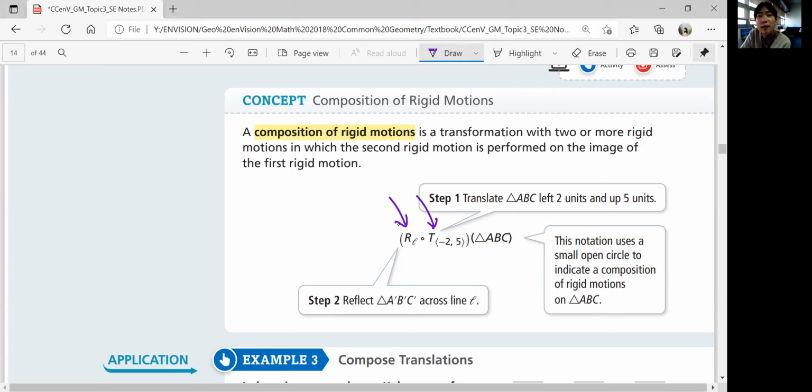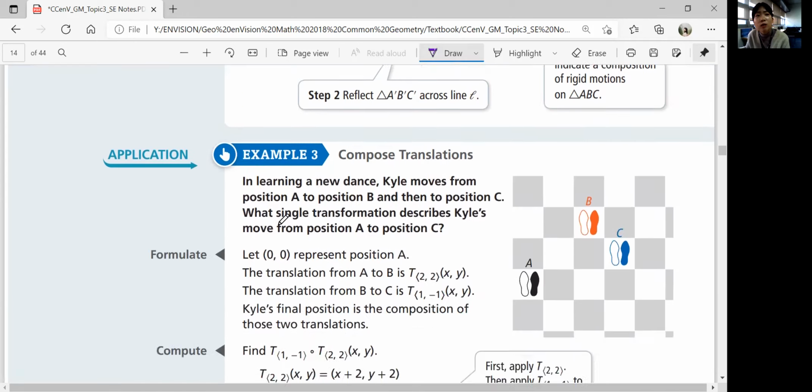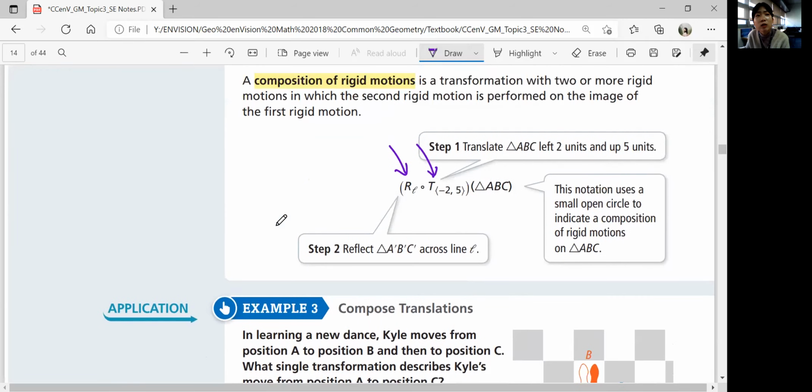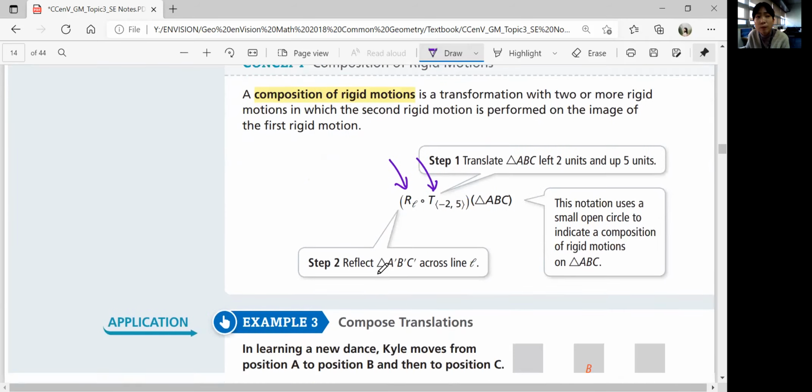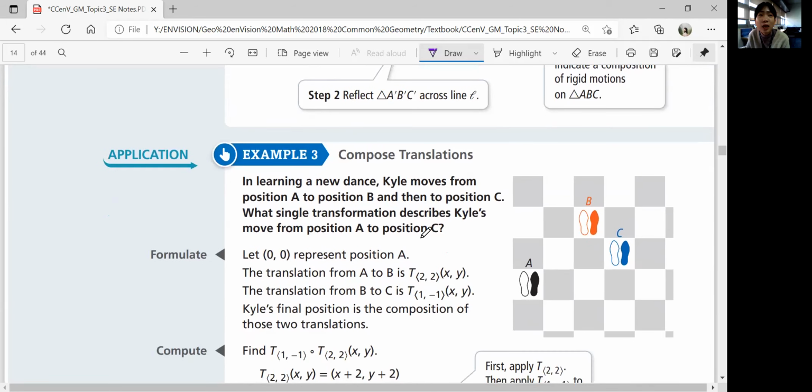So they're not going to be separated. It's not going to be one reflection and then there's an image and another translation and there's another image. They're going to have one final image. After reflection, you do a translation right away from that image, and the last one after reflection and translation would be your final image. Okay, we're going to notate it. We could notate it as 2 primes if we need to. Let's look at example 3.